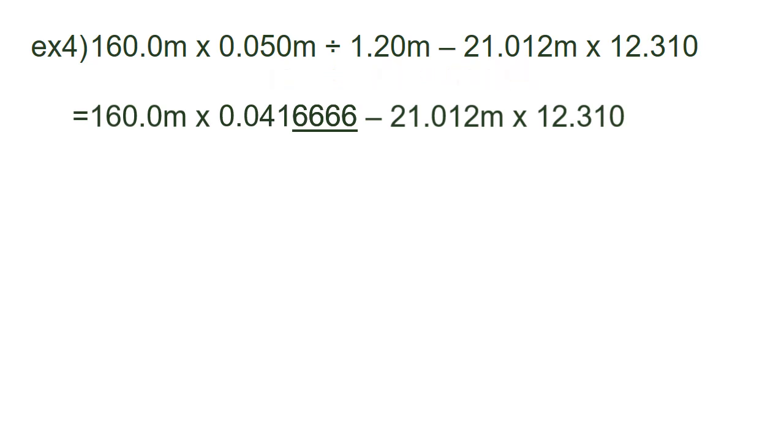Now I'm going to multiply 160.0 by 0.041666666666 repeating. I just punched it in a whole bunch in my calculator. And my calculator spits out 6.6666 repeating. The rest of the line will then drop down.